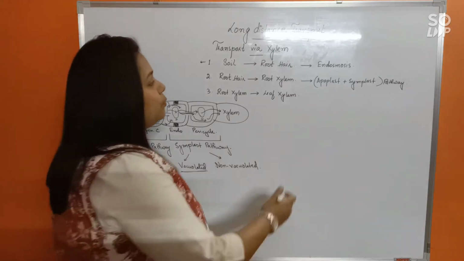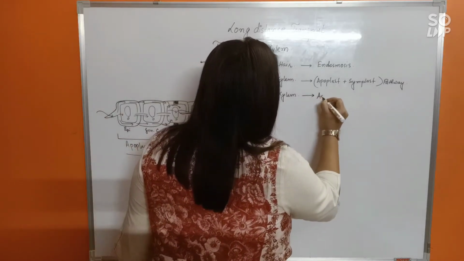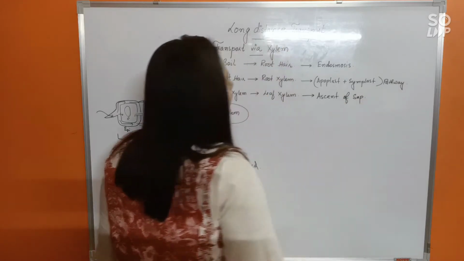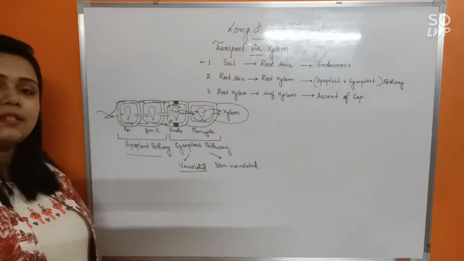And this upward movement of water is known as ascent of sap. And ascent of sap, let us discuss next.